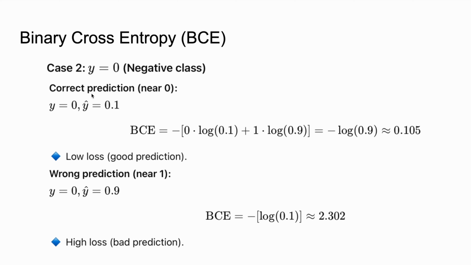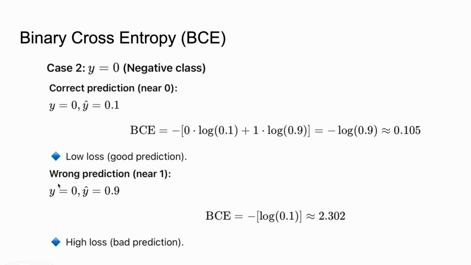Now let's look into the second case. If y equals 0, that means it is a negative class, and we are predicting correctly. So if y equals 0 and y hat is 0.1, that means the actual output is 0 and we have predicted 0.1, which is near to 0. So it's a correct prediction. If you put all these values in this formula, you'll get 0.105, which is a low number. That means the loss is low, and if the loss is low, that means a good prediction.